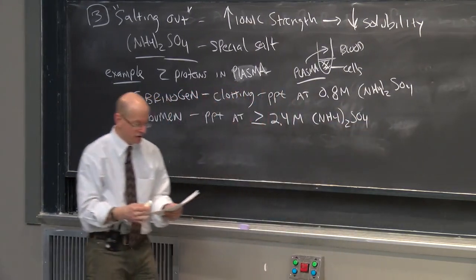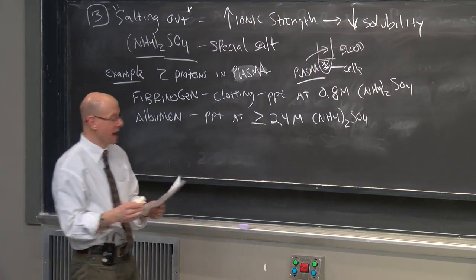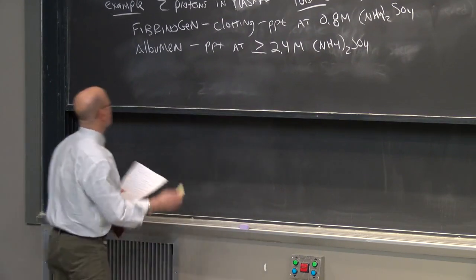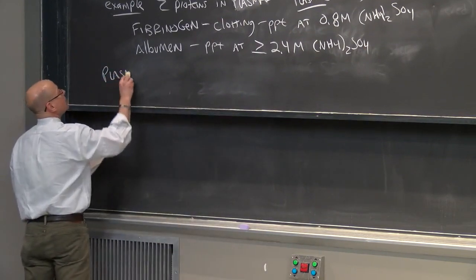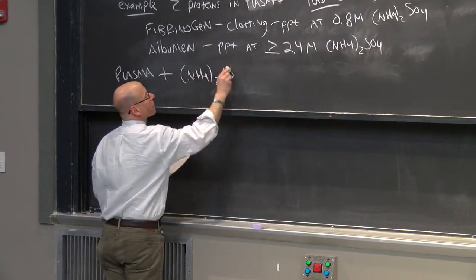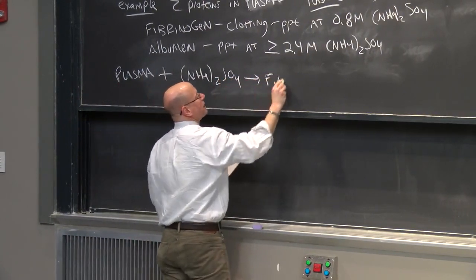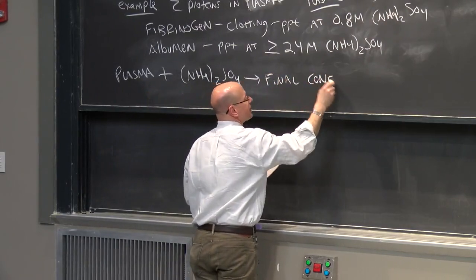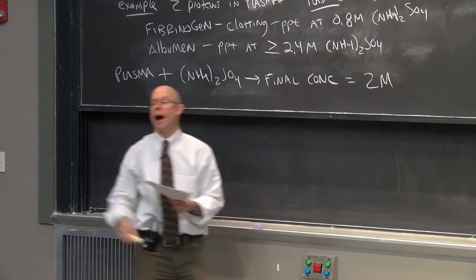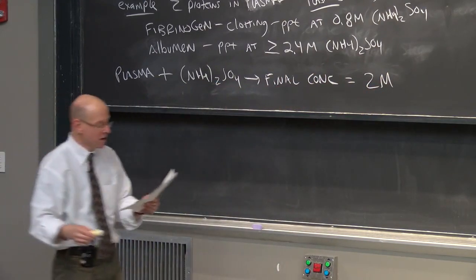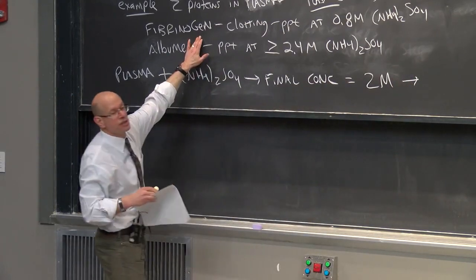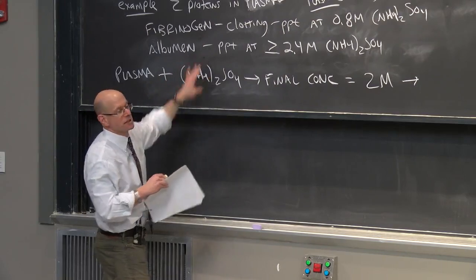So now I have a slick trick. All I have to do is take plasma and add to it ammonium sulfate so that its final concentration is anything greater than 0.8 molar. Let's go with 2 molar. For example, I could have used 1 molar. I chose to use 2. What happens at 2 molar? The fibrinogen precipitates. The albumin does not.